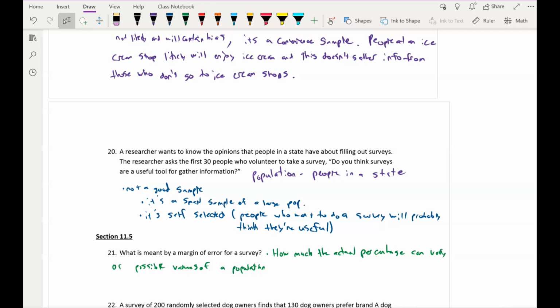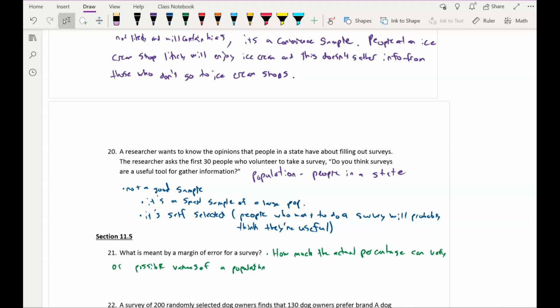Now, he's taking a chunk of the people in the state. Very clearly, you can't go around and ask every single person in a state survey questions. Okay, but there's a couple problems with this. He asks the first 30 people who volunteer to take a survey. So that would be just a self-selected sample. It's just people who volunteer to take a survey.